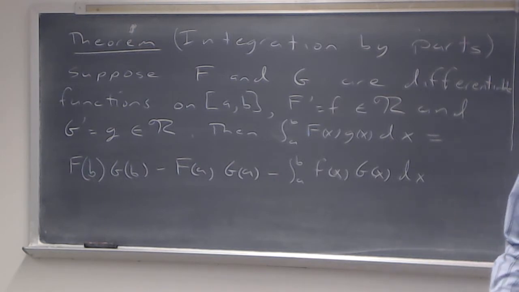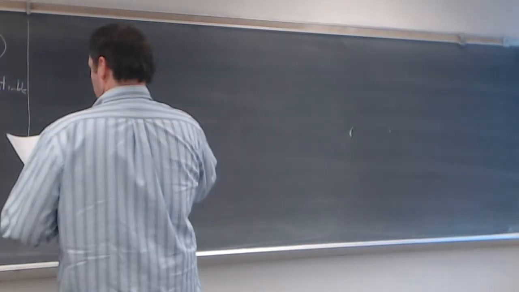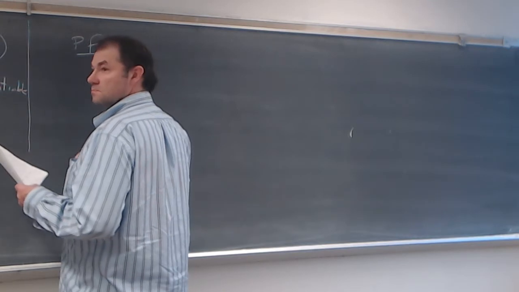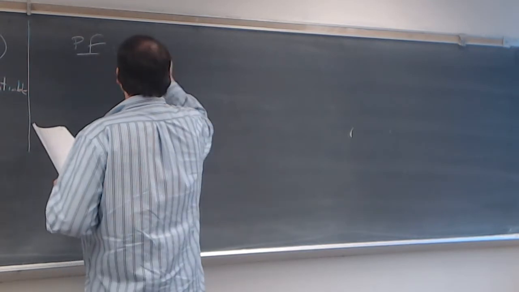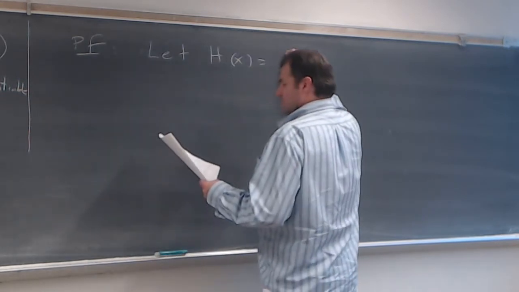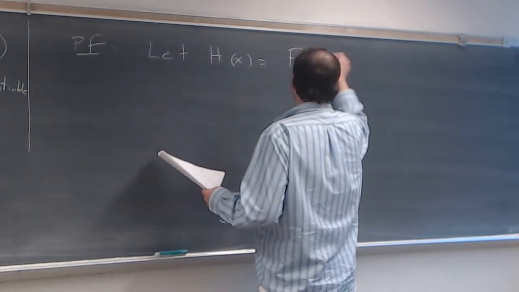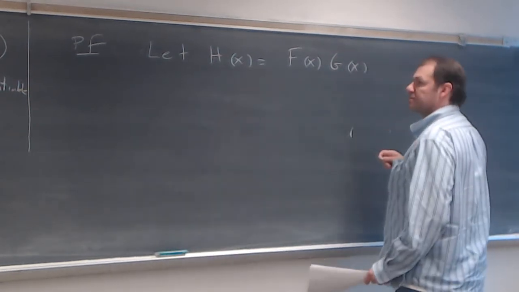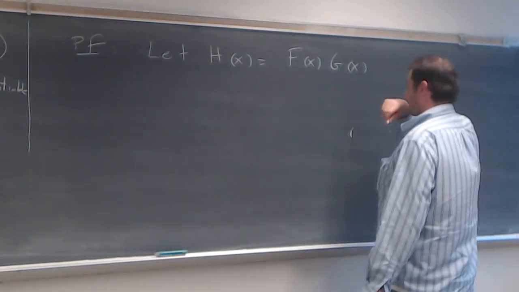This integration by parts can be thought of as the anti-product rule. All right. Let's look at its proof. As its proof, we'll let big H of x be equal to big F of x times big G of x. Now, we're assuming that F and G are differentiable.